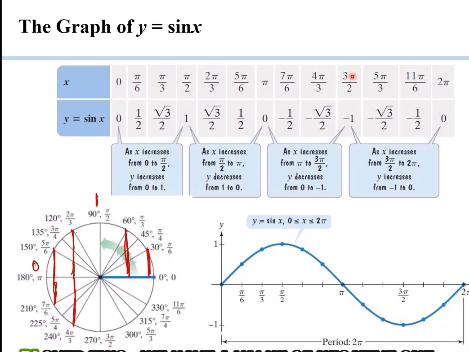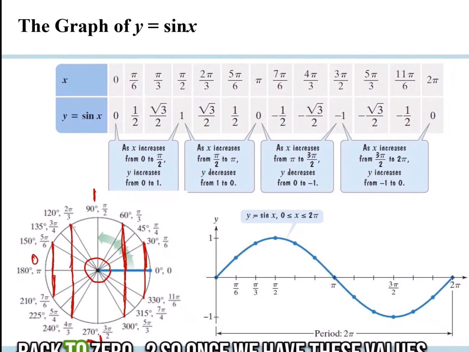And then at 3 pi over 2, we have a value of negative 1, and that's the lowest value that the sine function is going to take, because for the angles in the fourth quadrant, which is 5 pi over 3, the y values start increasing again from negative 1. So from negative 1, it's negative square root 3 by 2. And then at 11 pi over 6, it's negative half. And then finally at 2 pi, we come one full circle back to 0.